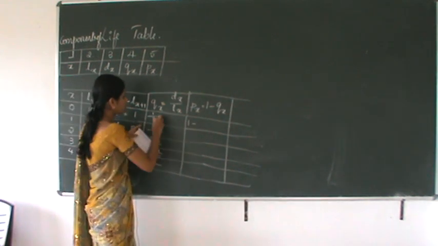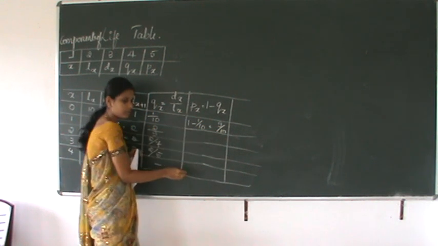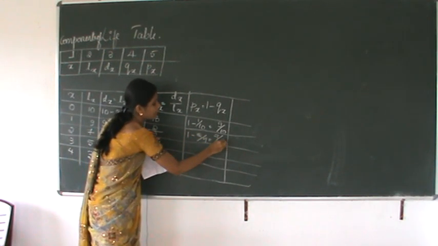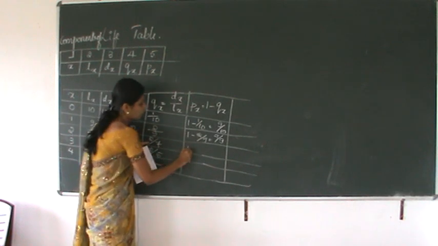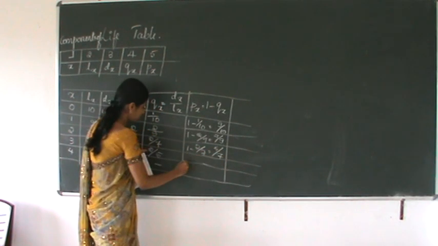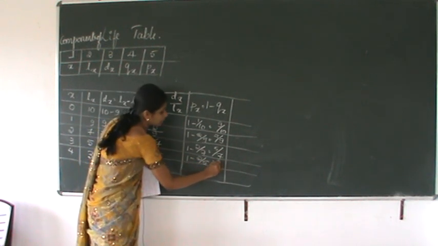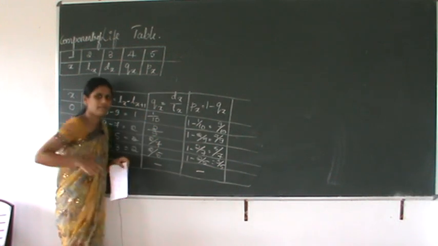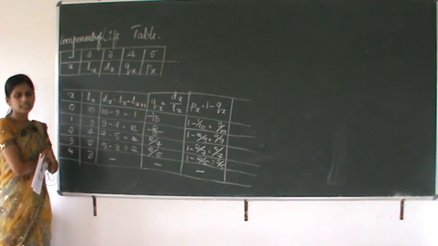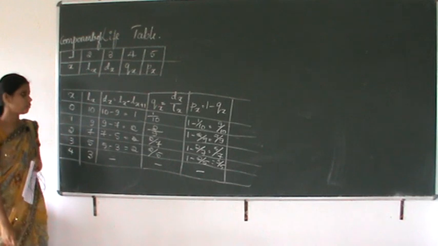So 1 minus qx is 1 minus 1 by 10, which is equal to 9 by 10. Next, 1 minus 2 by 9 is equal to 7 by 9. Next, 1 minus 2 by 7 is equal to 5 by 7. Next is 1 minus 2 by 5, which is equal to 3 by 5. So this is the survival ratio. Survival ratio is nothing but the probability of persons of age x who will survive up to age x plus 1.